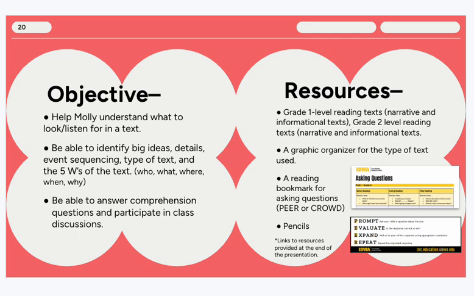So for resources, first we're going to start out with a grade 1 level text of narrative and informational texts, then move on to second grade level reading texts, both narrative and informational texts. We're going to use a graphic organizer for the type of text that's used, and also a reading bookmark for asking questions. We have both of these resources linked at the end of the presentation, and she'll also need a pencil.